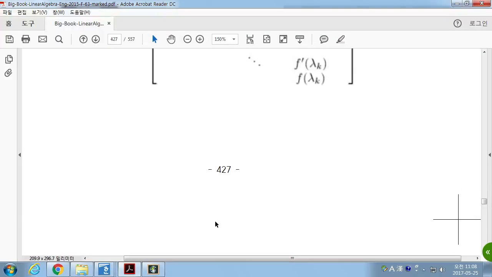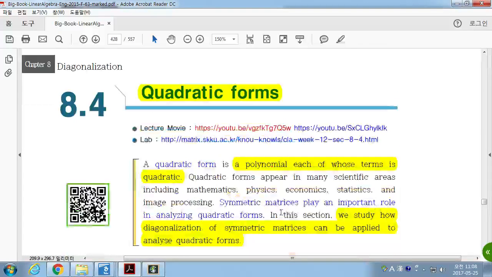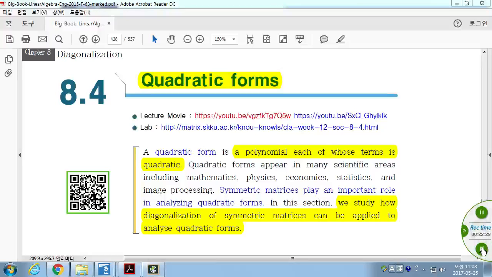Okay, and that's the end of section 8.3, and we will start quadratic forms. Any questions?